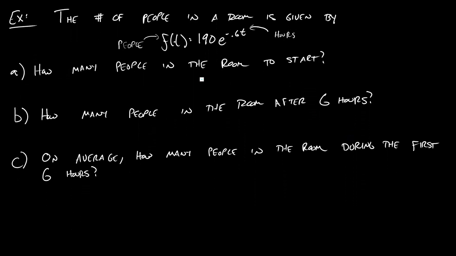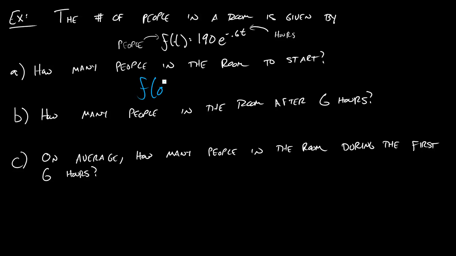So here we have a function. It says the number of people in a room is given by this formula. So this will give rise to some weird half people type things, but we don't need to worry about that for now. The question asks how many people are in the room to start off with. Now, this isn't asking us for any sort of average value or anything. It's just asking us to plug a number into the function, right? So how many people are in the room to start? Well, that's what my function tells me.